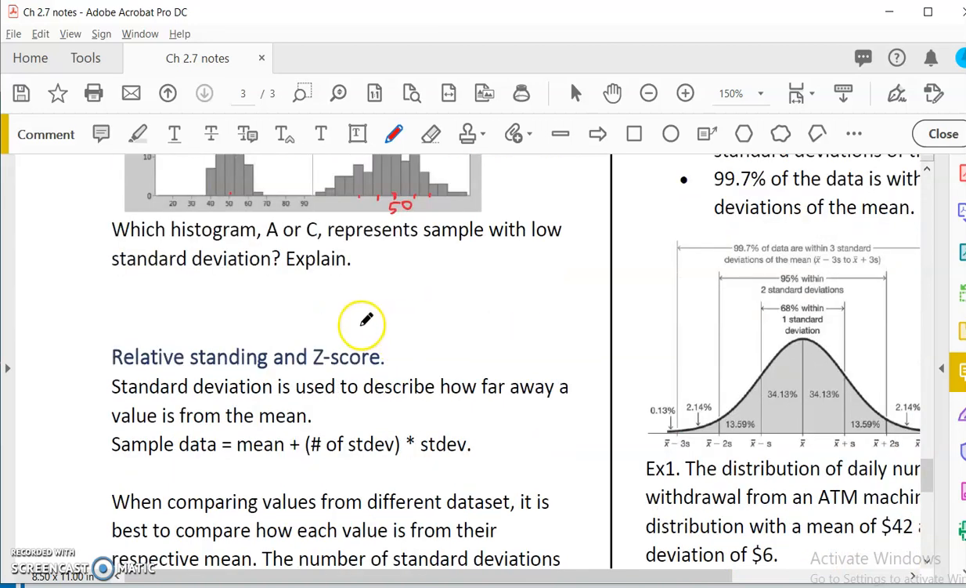So I'm going to stop here, and in the next video, we're going to talk about relative standing and Z-score.